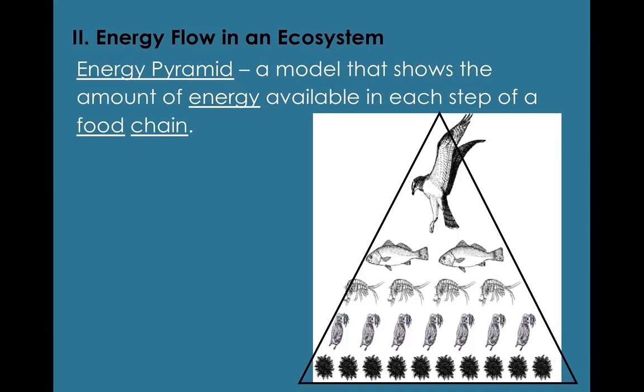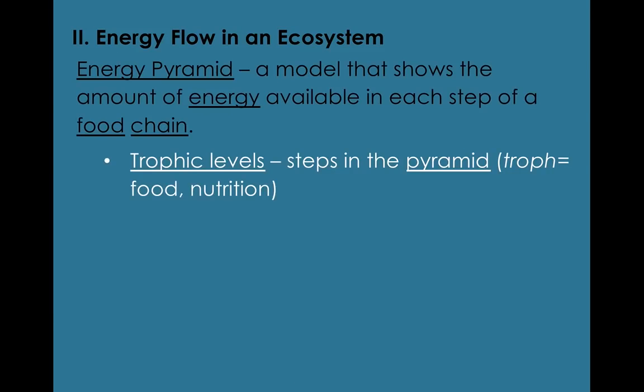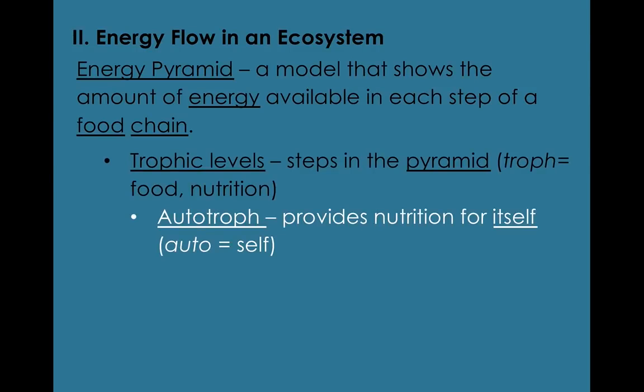Now, when we're talking about these levels in the pyramid, we call these trophic levels. Trophic levels are the steps in the pyramid. And the word troph is a root word that means food or nutrition. And so we have two kinds of trophic levels. We have autotrophs. And the word auto, the root word auto, means self. And troph means nutrition. So an autotroph provides nutrition for itself.